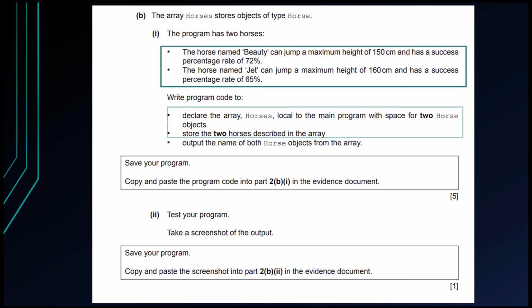They want us to write program code to declare the array horses local to the main program, which means we're going to do that inside Sub Main, with space for 2 horse objects, and then store the 2 horses described in the array right back up here. And then they want us to output the name of both horse objects from the array. So we're going to use that get name method. Let's swing over to VB.net and talk about how to create an array of objects, because we have to do that here, and then how we access the get method from different objects inside an array. Let's do that now.